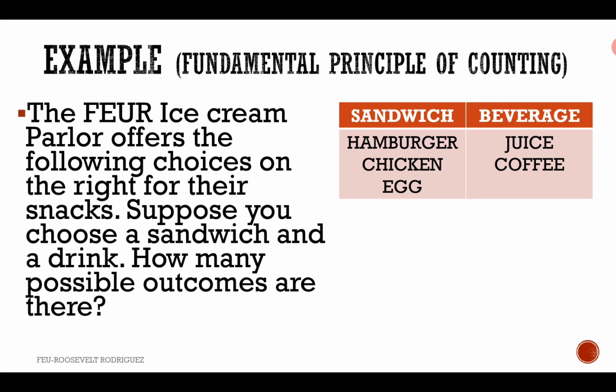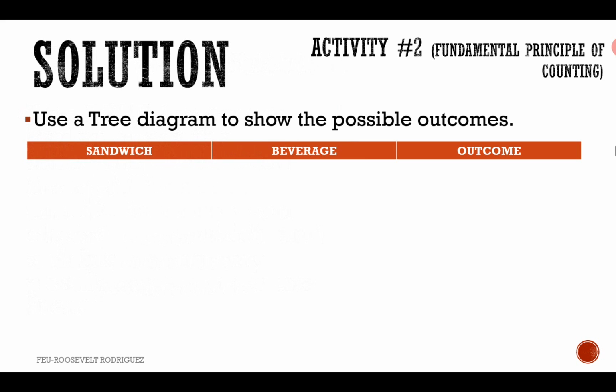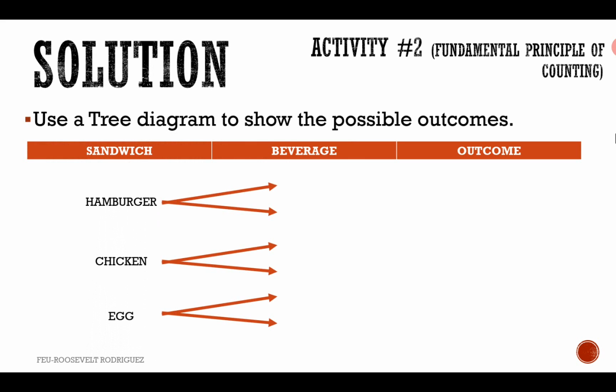Okay, so let's use this formula again. Let's use this tree diagram para makita natin yung list of all possible outcomes. Again, for our first event or yung sandwich, we have 3 set of flavors lang. Or yung pwedeng maging pagpilian, we have hamburger, chicken, and egg. And then for our second event, which is yung drinks, we have 2. That is either a juice or a coffee.